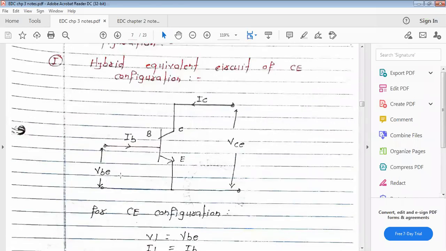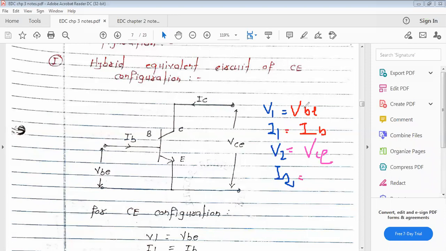Now tell me, what is V1? We have to find these 4 parameters, that is I1, V2 and I2. Now tell me what is V1 in our case of common emitter? VB. Very good, it is VBE. What is I1? IB. Here is IB. These are the 2 input parameters. Now tell me what is V2? VC. It is VCE. And what is I2? It is IC.